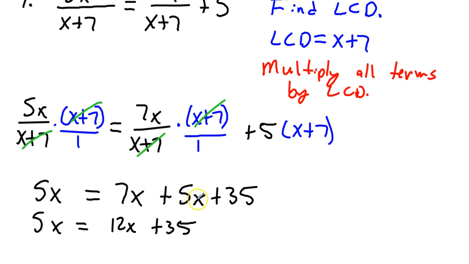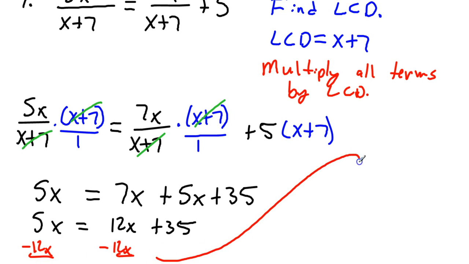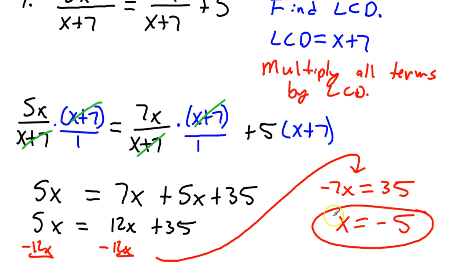So combining the 7x and 5x together to get 12x. We need to get the x's on one side, numbers on the other, so the last thing to do here would be to subtract 12x from both sides. So we'd have a negative 7x equal to 35. Divide both sides by negative 7. And we get x equals negative 5.